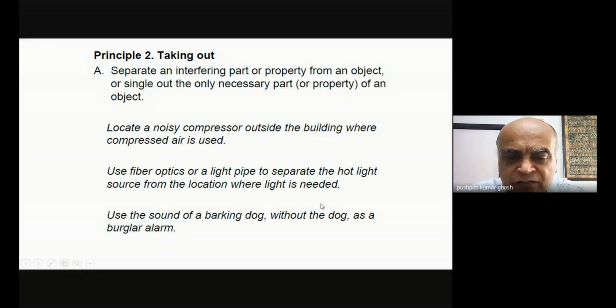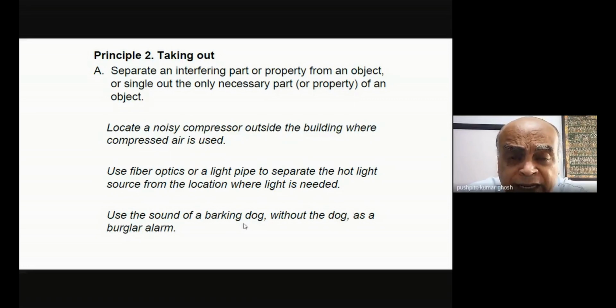So if I've got a sensor, the moment it sees a thief coming, it senses and activates an alarm, and that alarm is basically the barking of a dog. So I've got a burglar alarm where I've recorded the barking of the dog, but I don't actually have the dog. So I took out the dog, and I only left the bark.